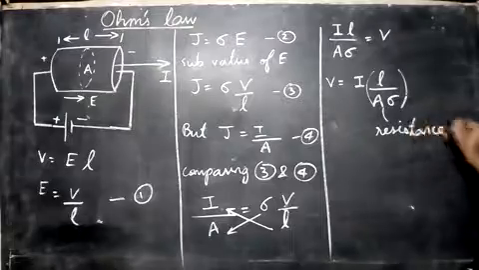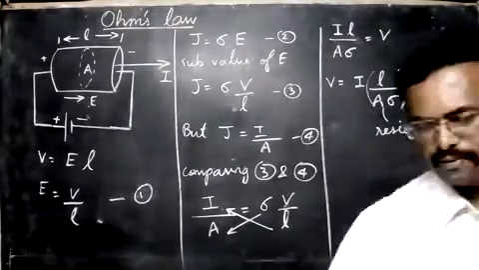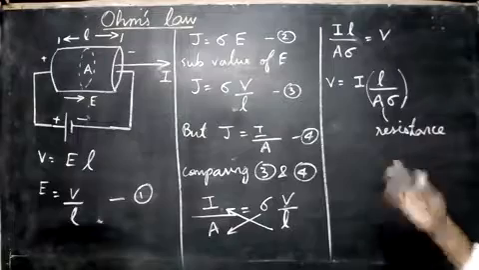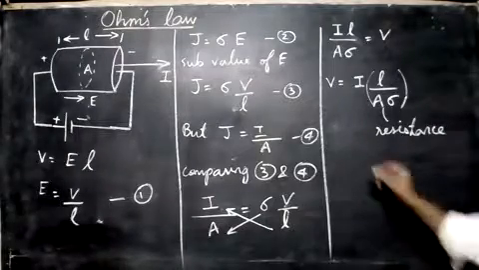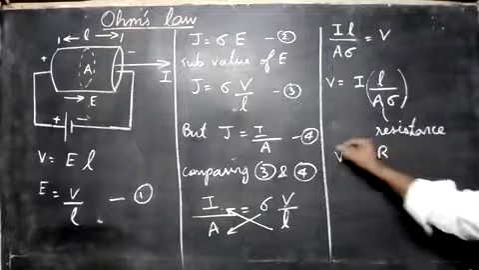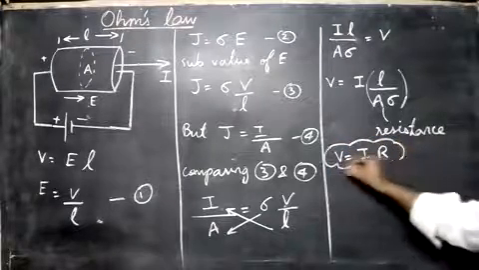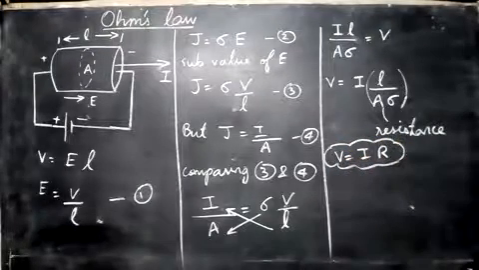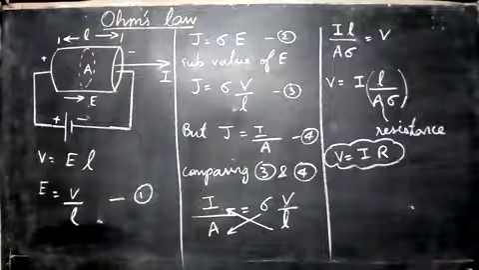Resistance. So exactly what is resistance? We'll write the formula first, then we'll see what resistance is. V is equal to IR, where resistance has the symbol R. This thing you are familiar with. V equals IR is a statement of Ohm's law.